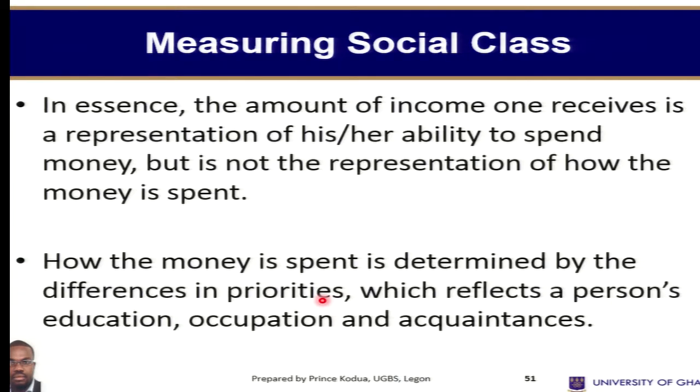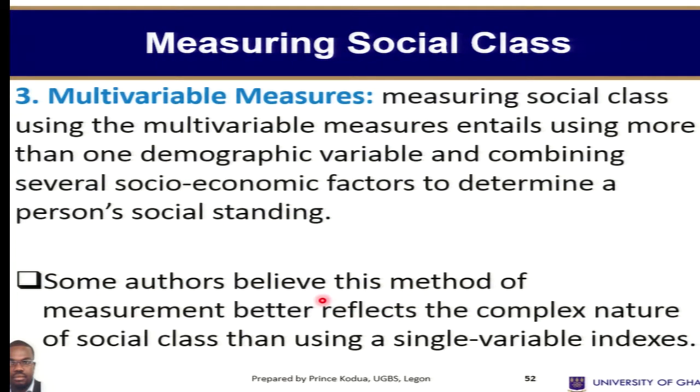The amount the consumer receives reflects or influences his or her ability to spend. But it is not the representation of how the money is spent. How money is spent typically is a result of differences in priorities, and all the factors we've talked about, education, occupation, and all that, tend to give us differences in terms of what is important to us. We can also look at what we call the multivariable measures. Here we simply put together two or more of the factors to determine one's social class.